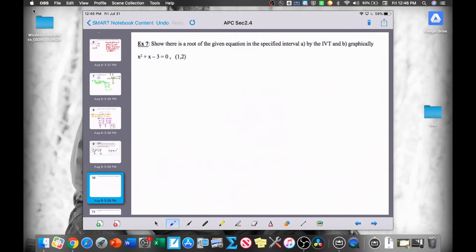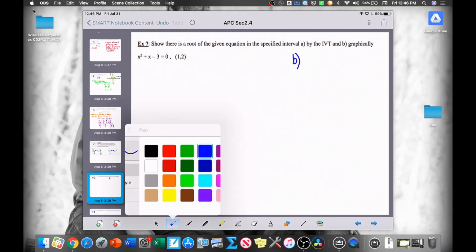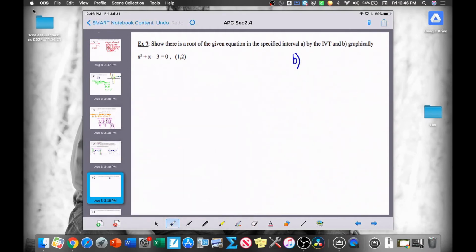Example 7 says, show that there is a root of the given equation in the specified interval, a by the intermediate value theorem, and b graphically. So the first thing that we're going to do is the graphically part. I'm going to do part b first. So part b, I'm going to go ahead and sketch a graph of what this function looks like on the interval x equals 1 to x equals 2.